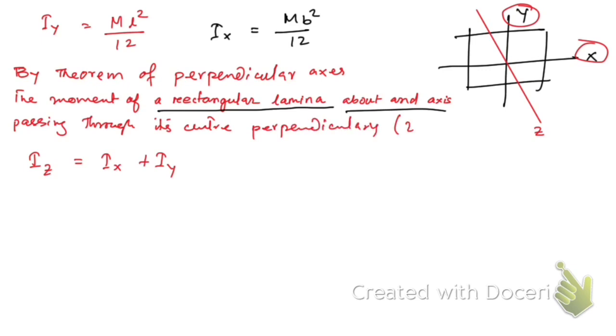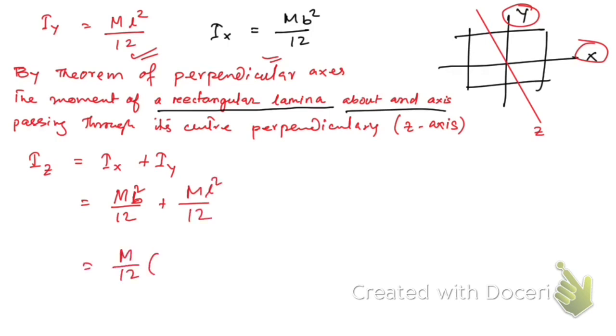In this case it is the z-axis, in this example. So here, M L square by 12, let me put this Ix here, so it should be M b square by 12, plus Iy, which is M L square by 12. We can take M by 12 common, and within the bracket we're going to get L square plus b square. So this is the required moment of inertia.